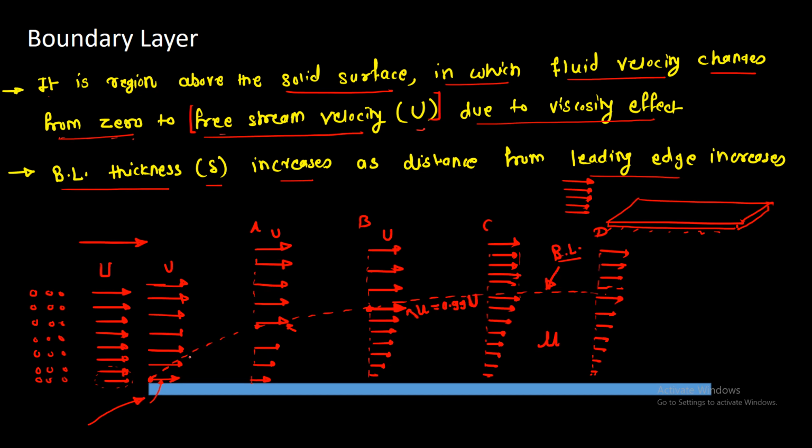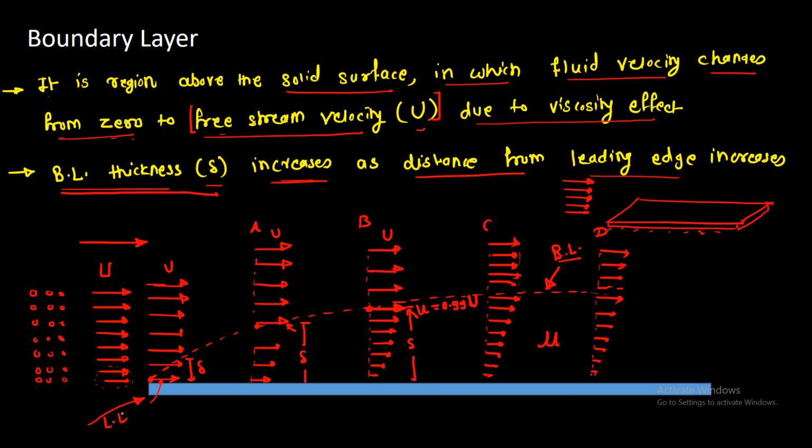Okay. Now if you observe here, this region of dotted line is gradually increasing. So this is the delta. At section A, this is the delta. At section B, this is the delta. So here you can see the boundary layer thickness. So delta means what? It is the boundary layer thickness. It increases as the distance from the leading edge increases.